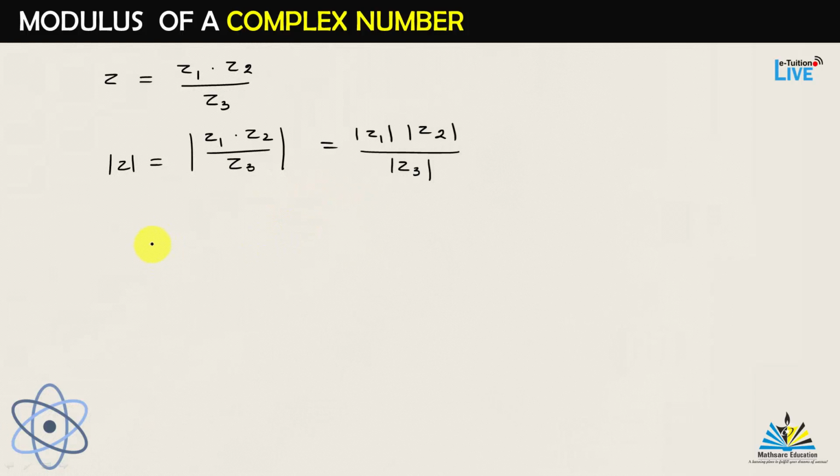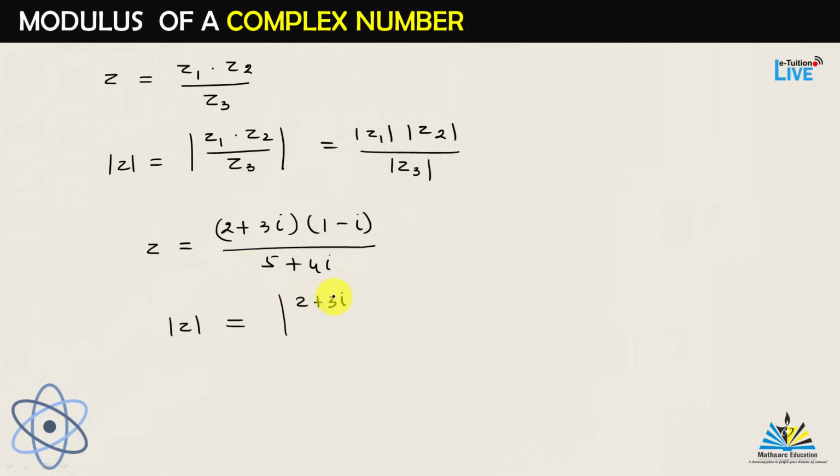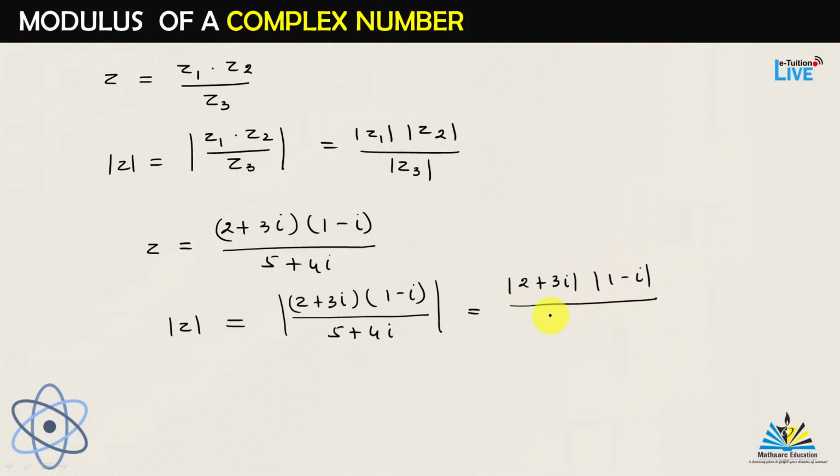Now if we have z equal to 2 plus 3 iota into 1 minus iota divided by 5 plus 4 iota, and if we need to find the mod of z, then what we will do is take mod of 2 plus 3 iota into 1 minus iota divided by 5 plus 4 iota whole mod, and this is equal to mod of 2 plus 3 iota into mod of 1 minus iota upon mod of 5 plus 4 iota.